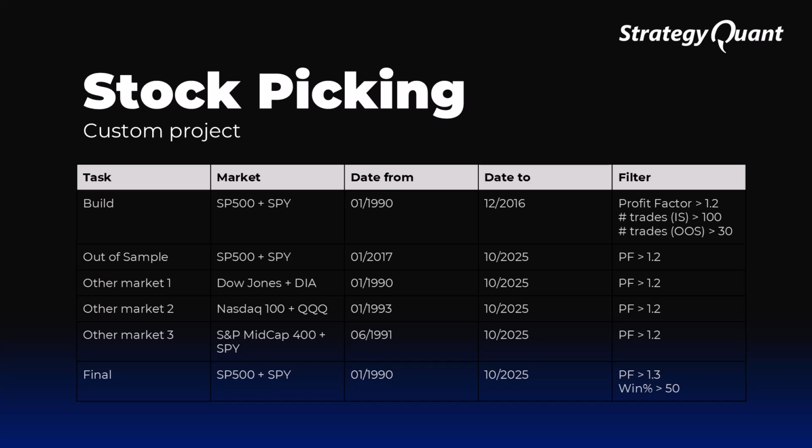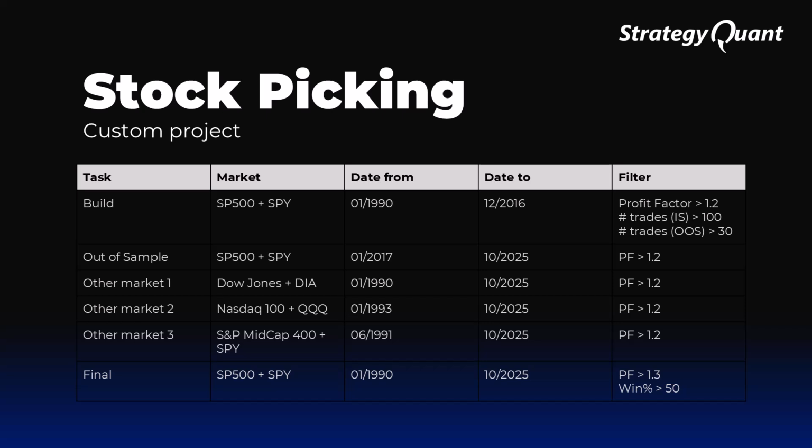Finally, we will retest the strategies on the S&P 500 plus SPY markets for the entire history from 1990 to 2025. And this time we filter by profit factor greater than 1.3. And the win percentage must be higher than 50%. This is a basic overview of the project.